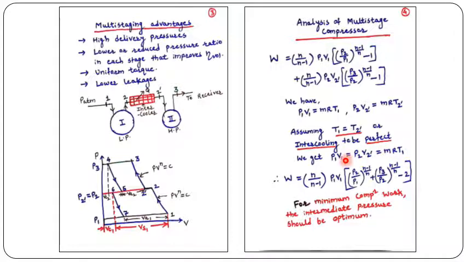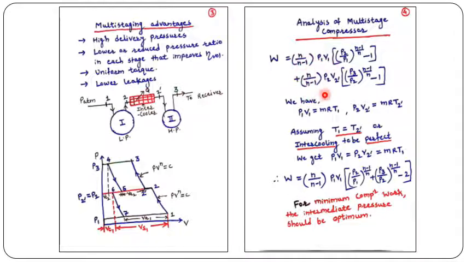So, now if I consider perfect intercooling, then what will happen is this P1 V1 and P2 V2 dash, they are equal to mRT1. So, I can take it common. If I assume that the polytropic indices n for first stage and second stage during compression and expansion are the same, they may or may not be the same, but if I assume that they are the same, then this will also be the same in both the stages.